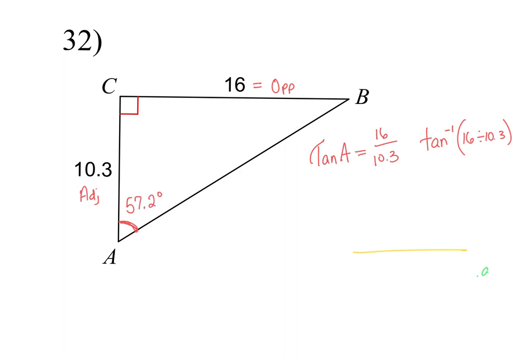Now, to solve for my other angle, my B, I can now just subtract from 90. So B should be 90 minus that 57.2 degrees. So my B angle should be 32.8 degrees. I still have one more thing to solve for, don't I? I have not completely solved this triangle because I'm missing a side.